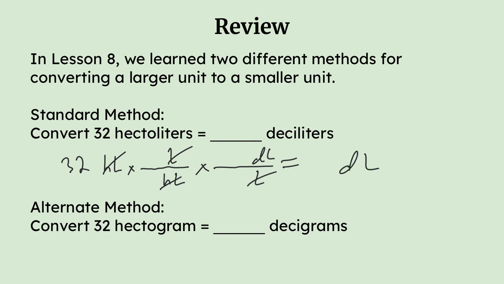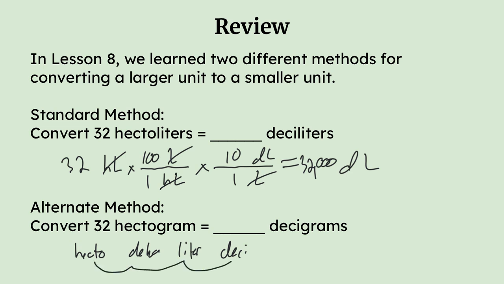For hectoliters, there's 100 liters in 1 hectoliter, and then there are 10 deciliters in 1 liter. You multiply straight across, and you get 32,000 deciliters. The alternate method was just counting movement, so hecto, deca, and then it'd be liter or our unit, and then deci. We moved the decimal 1, 2, 3 times, so we have 32, 1, 2, 3 times. Either way works.